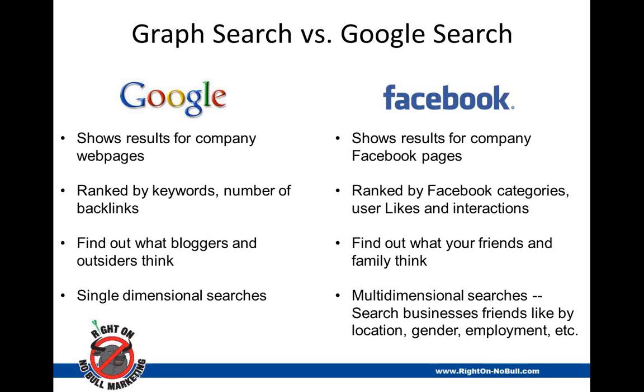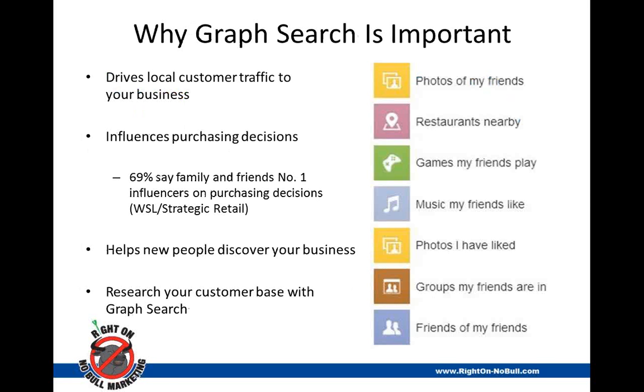I'm going to let you read the bullet points, but primarily the primary difference is this: Facebook's results are going to be based upon your friends' recommendations and the interactions of your network. Google's results, as you know, don't work that way. Let's take this on a really basic level.